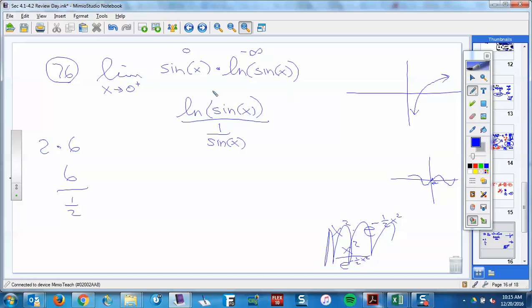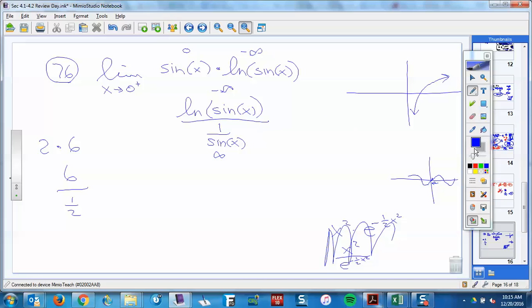Now what do I get? I get negative infinity up here. And what do I get here? I get 1 over 0, which is infinity, right? 1 over a really small number is a really big number. So now I have infinity over infinity. Okay, so now I can do L'Hopital's rule.